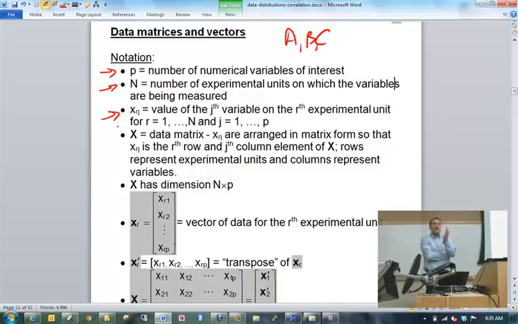Indices such as i and j will always be associated with variables. Indices such as r will always be associated with an observation or experimental unit. It's important to be consistent, so this is what I've chosen for this course. What we're going to do is put all these x sub rj's into a matrix that we will denote with a bold X. This is going to be called our data matrix.